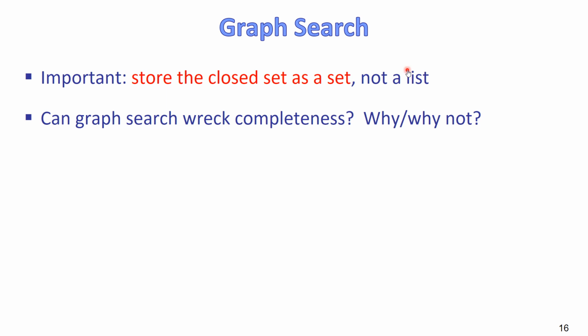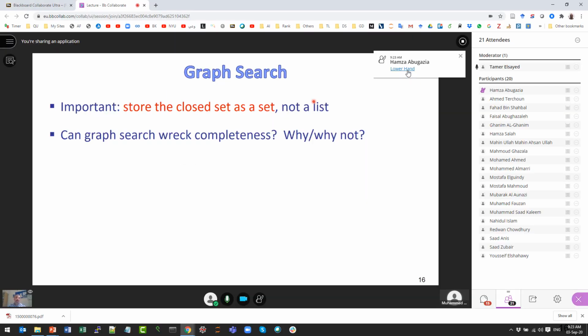Okay, exactly. So we are not losing anything, because we will avoid expanding something that we already expanded before. So if there was a solution, then we will find it in the first place. So we will not lose a solution in this case. Hamza?